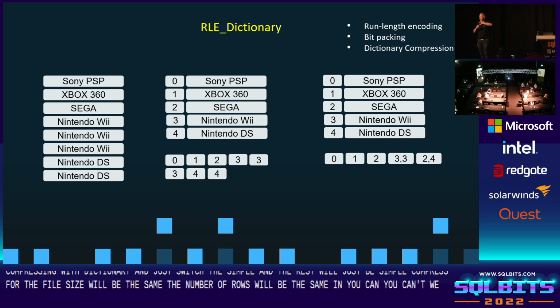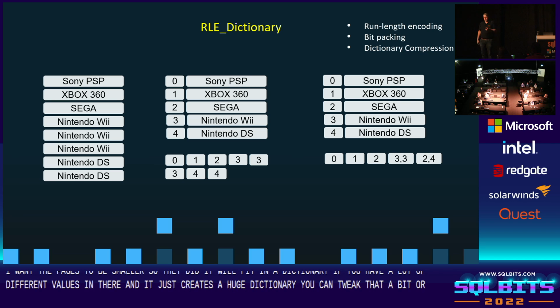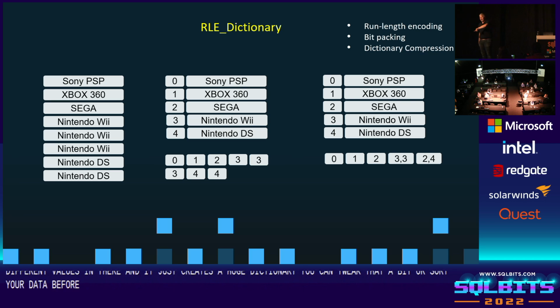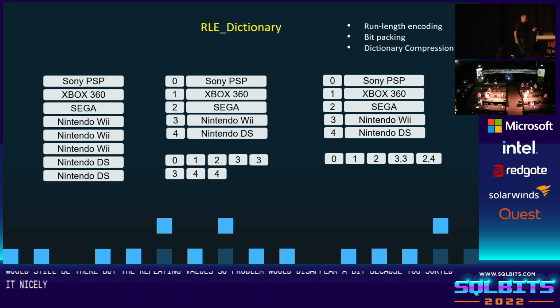So it will fit in the dictionary. If you have a lot of different values in there, and it would just create a huge dictionary, you can tweak that a bit. Or sort your data before you write it, right? If your data is sorted, it would compress it. The dictionary problem would still be there, but the repeating values problem would disappear a bit because you've sorted it nicely.